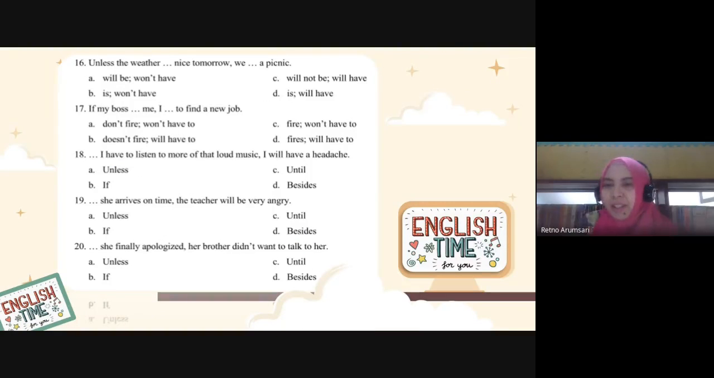Number 16. Let's go to Daphne. Is Daphne back yet? All right, let's go to Zaki then. Oh, Daphne answered with B. Okay. Unless the weather is nice tomorrow, we won't have a picnic. Is that right? Yes, excellent, Daphne. Because you use unless, it means that the condition does not support the result. Unless the weather is nice tomorrow, we won't have a picnic. Okay, good. Thank you, Daphne.